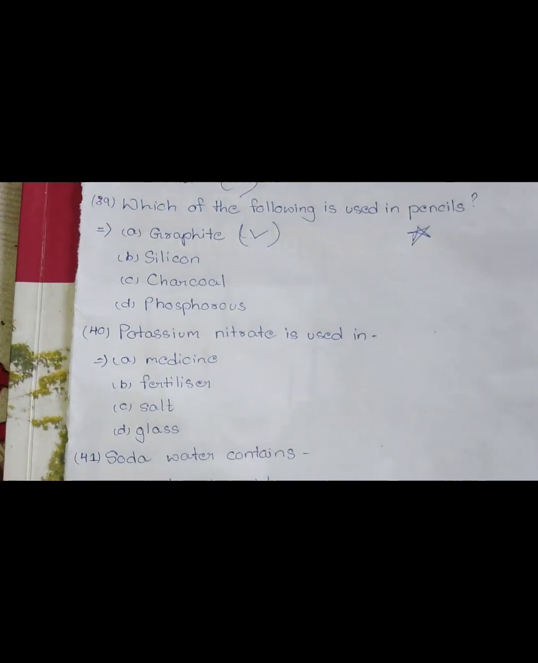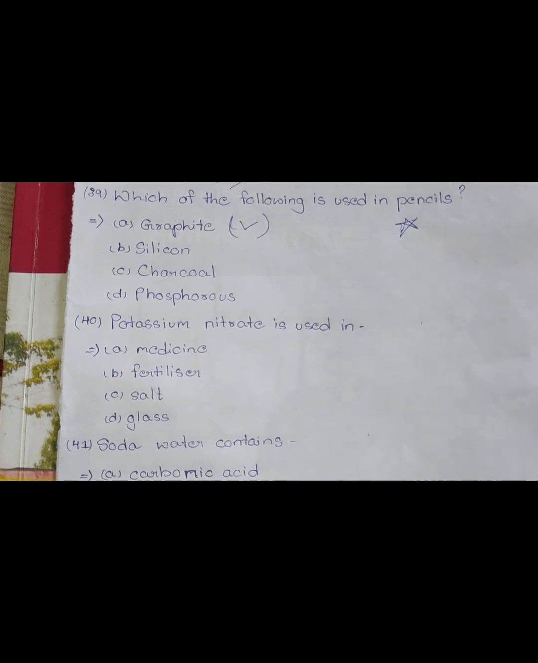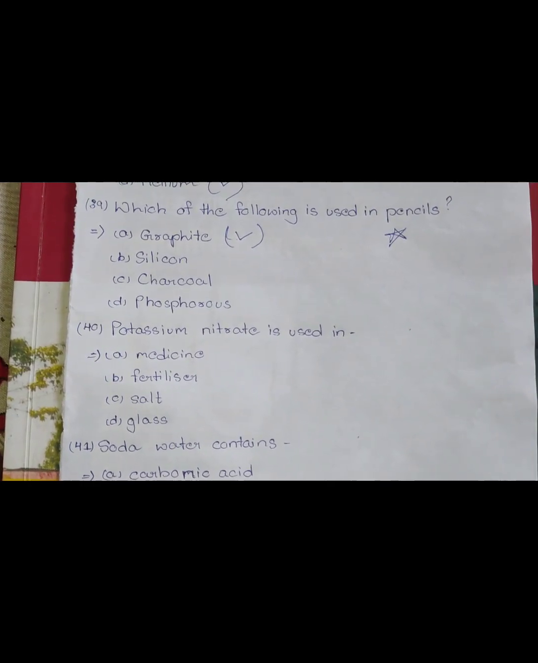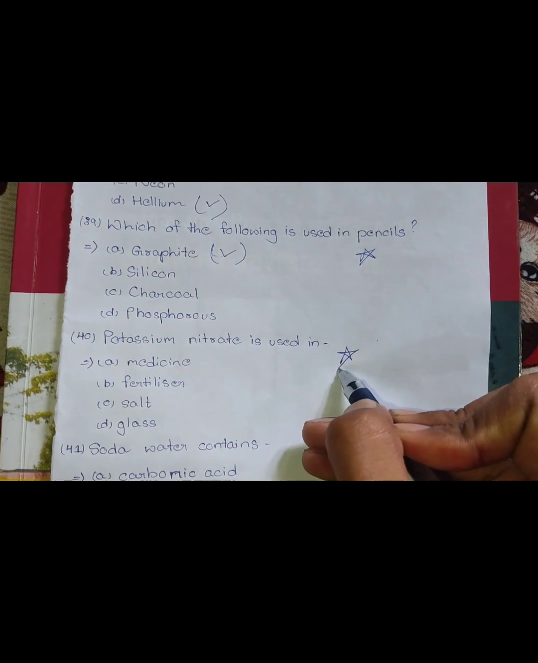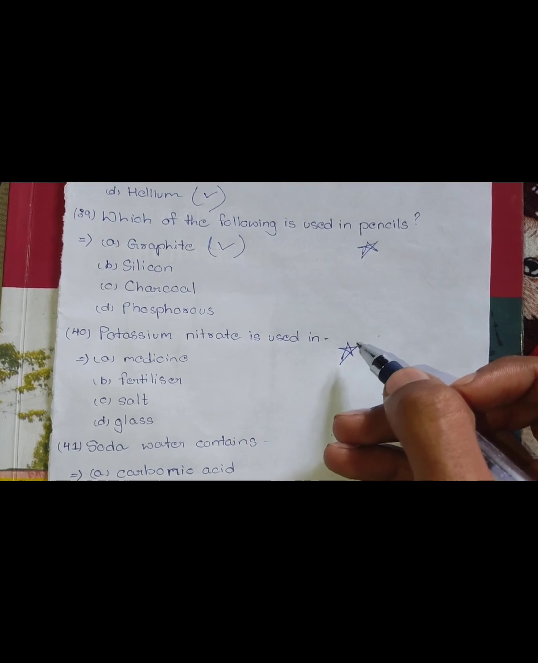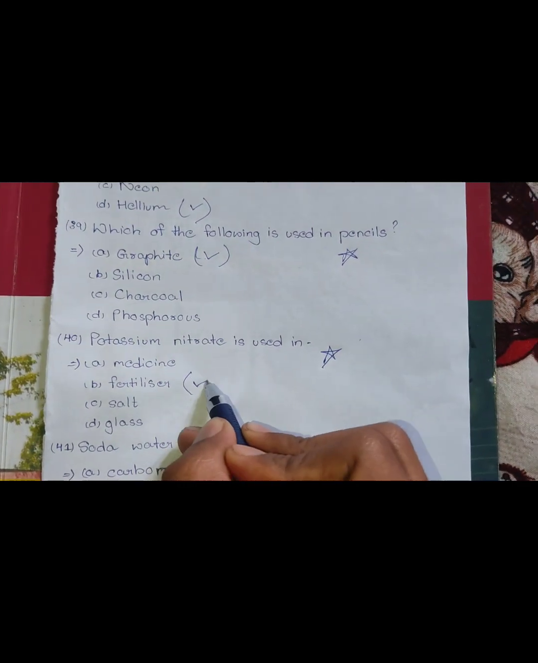Next question. Potassium nitrate is used in option A medicine, option B fertilizers, option C salt, option D glass. This is also an important question, so please note it down or take a screenshot. Potassium nitrate is used in option B fertilizers.